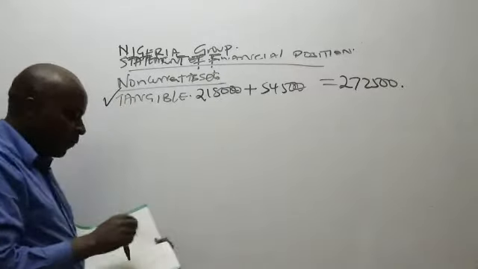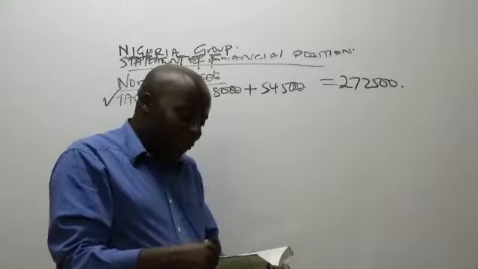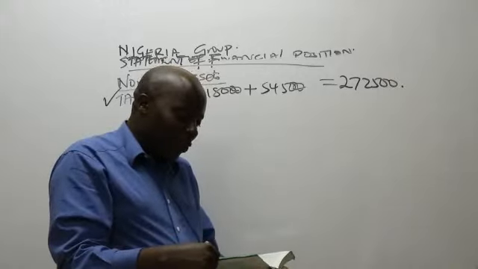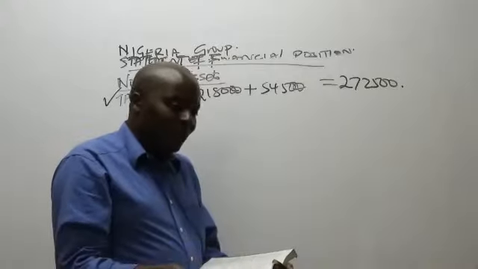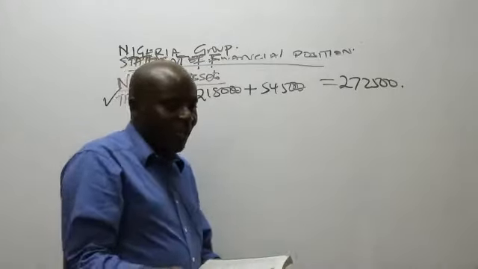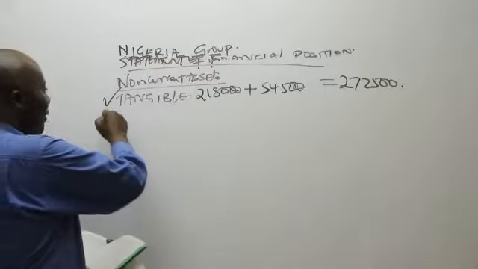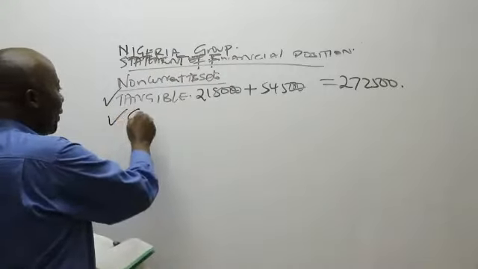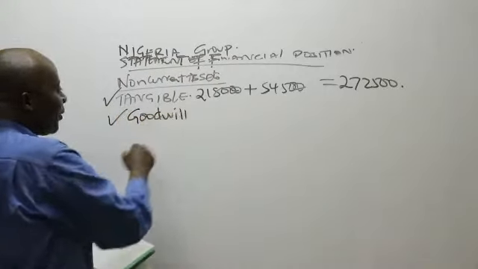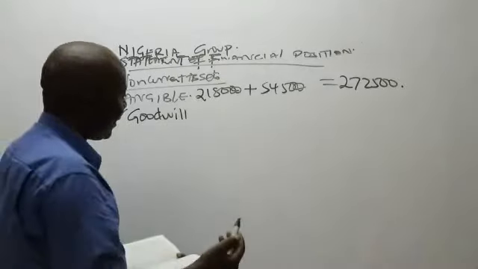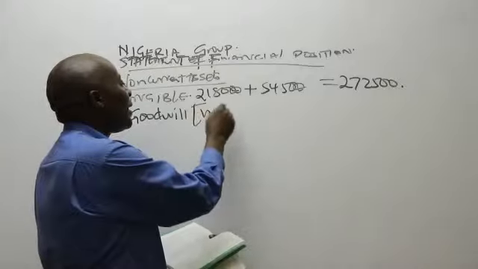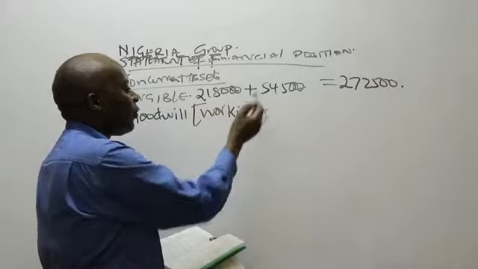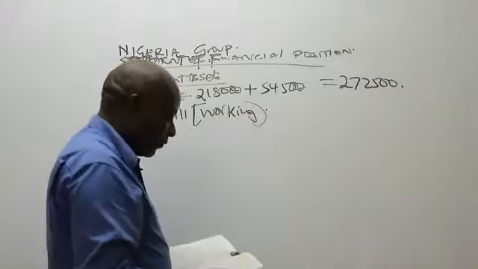Now, after tangible, the next thing should be what here? Straight away, after this tangible, it doesn't matter the order really, I can come to goodwill. I can't talk of investment in a subsidiary. So goodwill, I'll simply write there goodwill, and then I'll write for my examiner that I need a working for this.